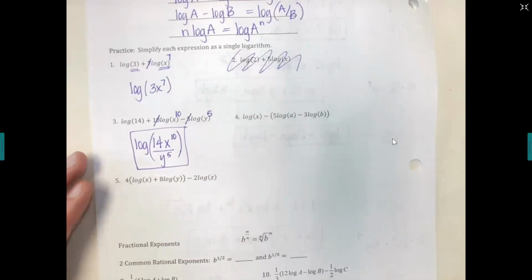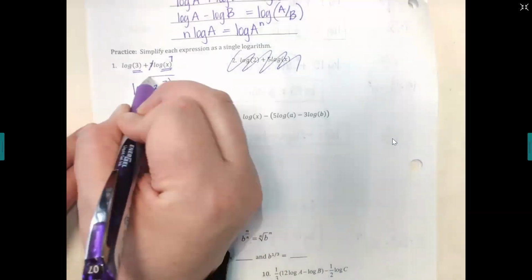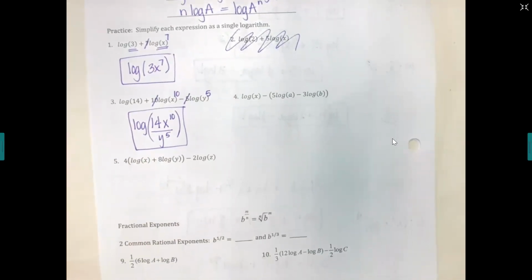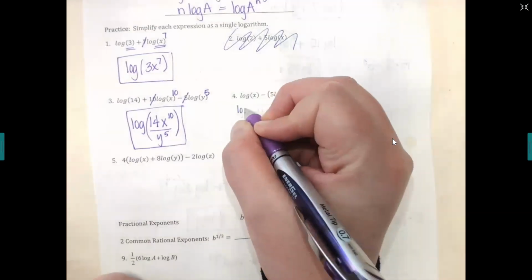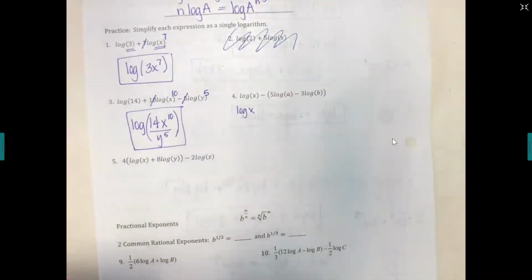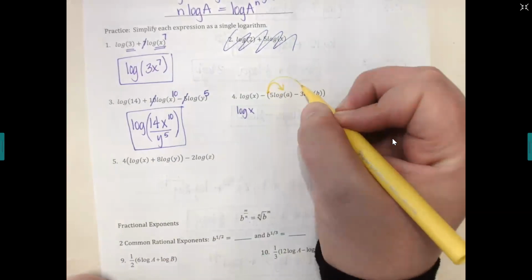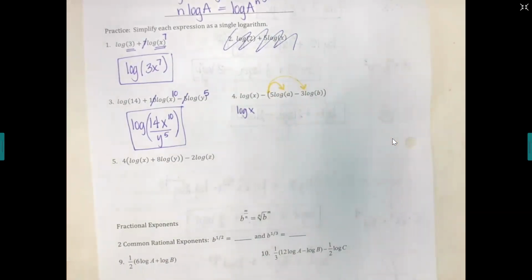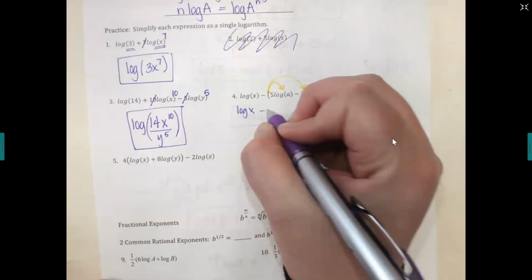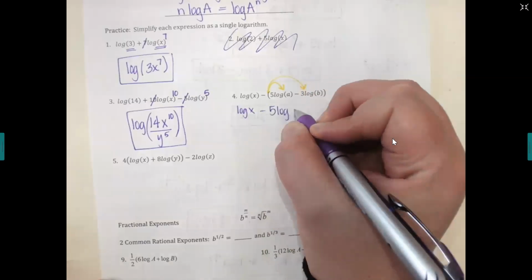Okay, does that make sense? Okay. Now take a look at the next one. If you have parentheses, you need to be sure to distribute the parentheses before you do anything else. So for example, here I have a log x, but then this minus on the outside needs to go into both of these. So my minus is now on the 5 log a.